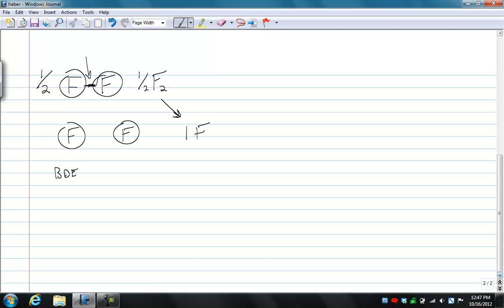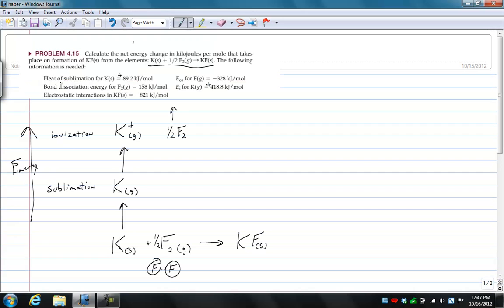And the bond dissociation energy can be found on the problem here. The bond dissociation energy for F2 is 158 kilojoules per mole. And that's this number here that we need to add in. But we didn't break up a whole mole of F2. We only broke up 1/2 a mole of F2. And so what we need is 1/2 that number. And so 1/2 that number is, 2 into 15 goes 7 times, 2 into 18 goes 9 times. And so that 1/2 number is 79 kilojoules.